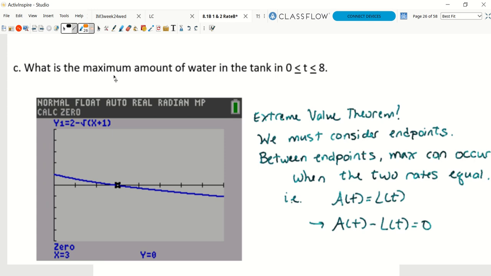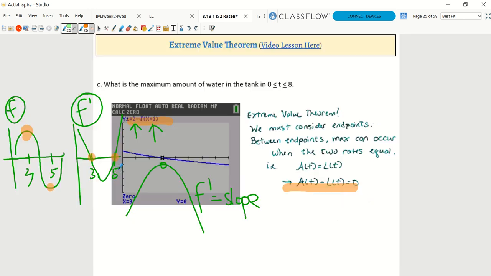What is the maximum amount of water from 0 to 8? First of all, this was from your original, well, let's recap. Do you guys agree, this is literally from yesterday, that the humps, aka minimum maximums of F regular, are the x-intercepts of F prime? Are you guys with me on that? We did that yesterday, okay?